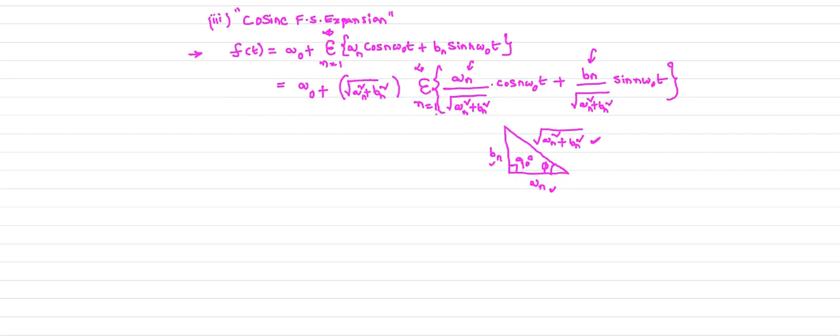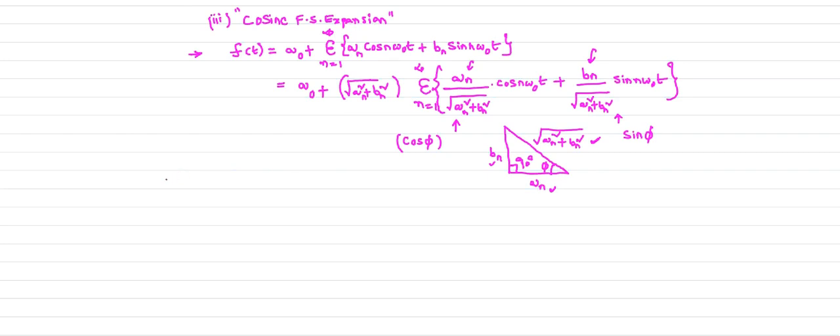Now how can I represent it here? What is an by square root of an square plus bn square from this right angle triangle? It is cos phi. And this entire term, bn by square root of an square plus bn square, is what? Sin phi. Now if we observe here, cos a into cos b plus sin a into sin b is what? Cos of a minus b.